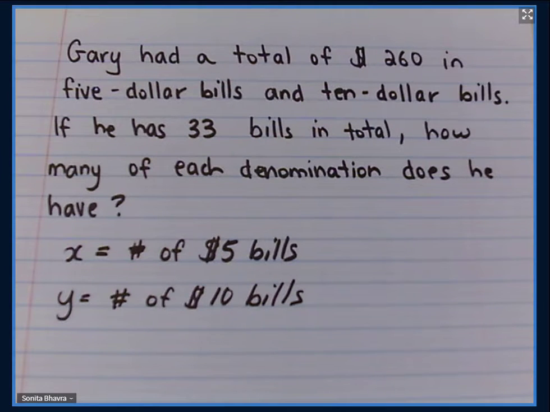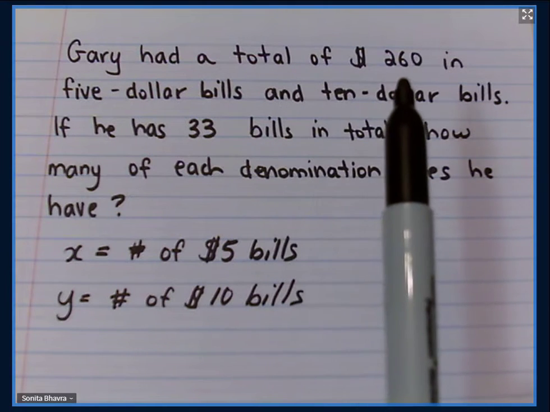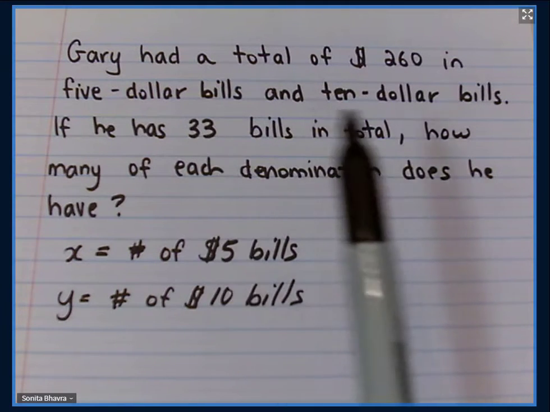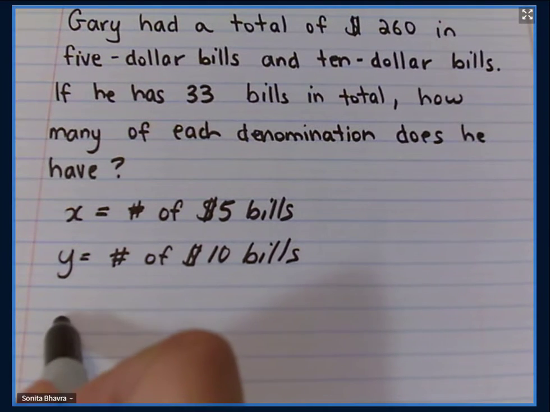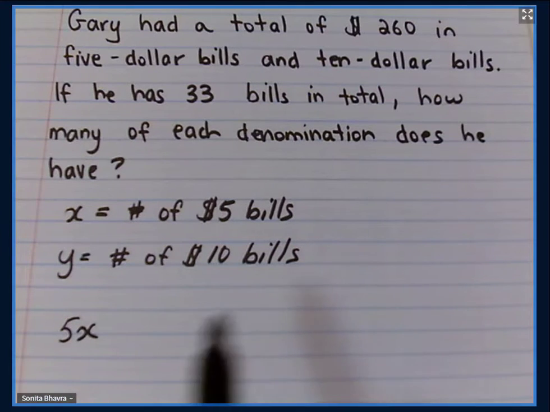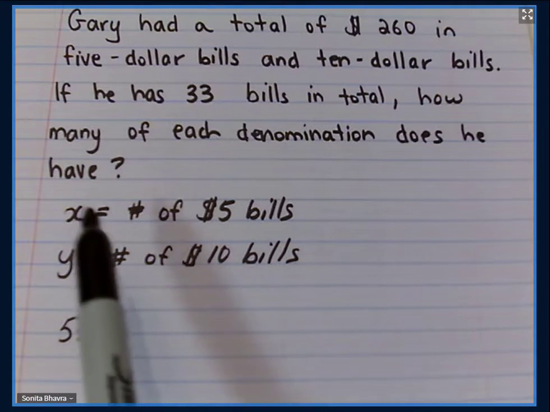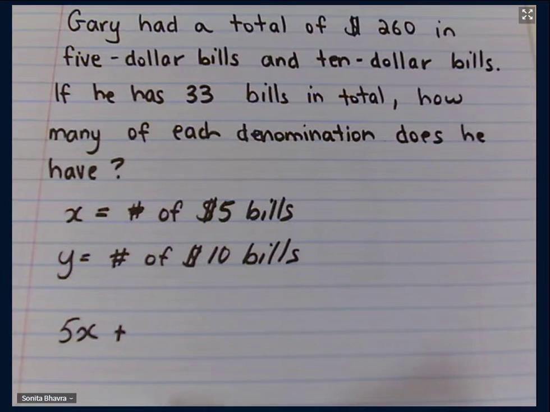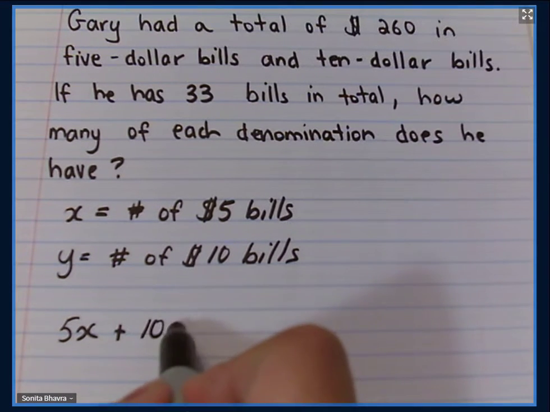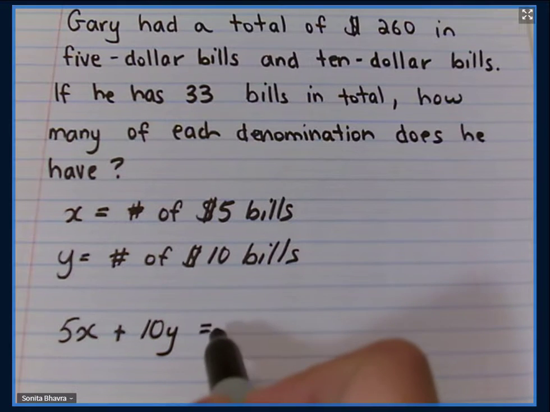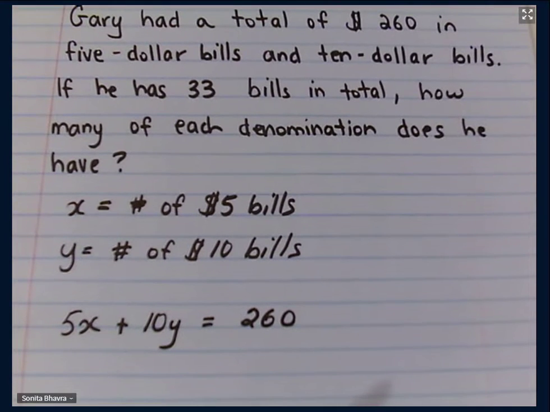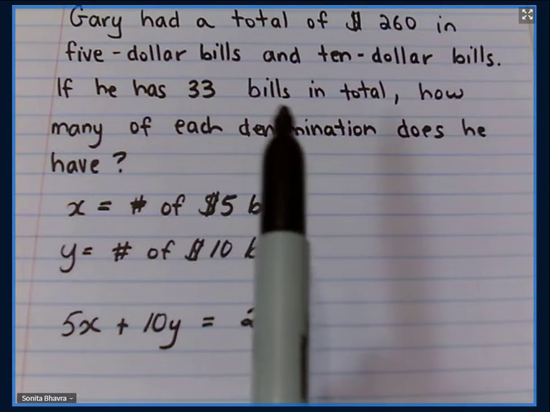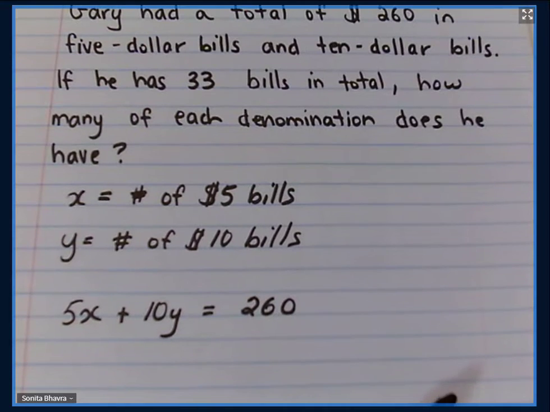All right, so now looking at what we were given, we know that his total is $260 in $5 bills and $10 bills. So we can make up our first equation, which would be 5x, so $5 representing x, plus $10, which represents our y, is equal to $260. All right, and we know that he has 33 bills in total. So that means x plus y equals 33.